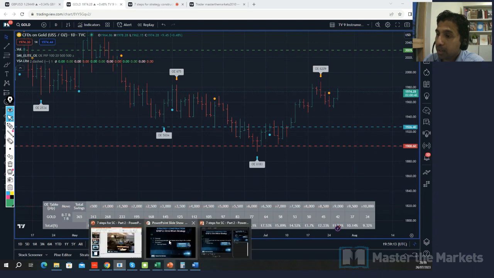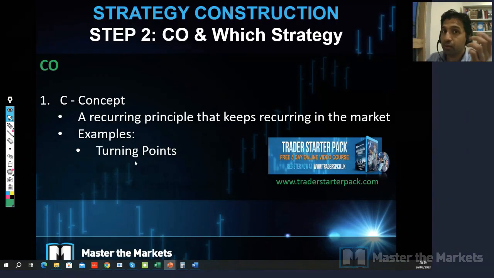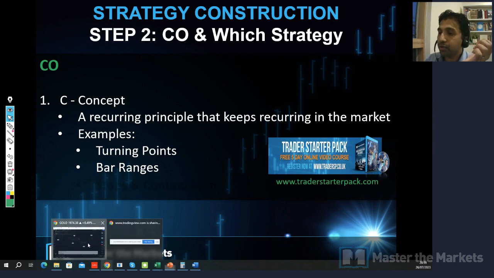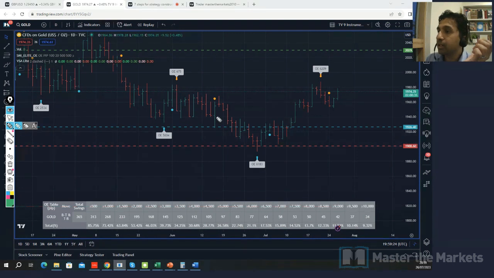So then we come back. The next type of recurring principle that you can build a strategy on is bar ranges. You see, the range of a bar will always form, is it not, traders? If you look, there's always a range between the high and the low in individual bars, and you can use this concept and principle that's recurring in the market for an intraday strategy also. Right? So we can construct on that.